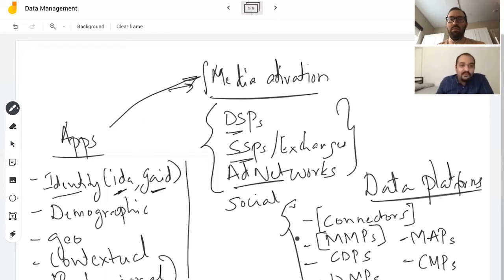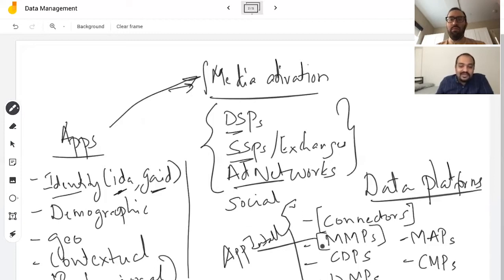MMPs stand for Mobile Measurement Partners. You definitely need to work with them if you are an app install advertiser, and MMPs are responsible for using your data for attribution and closed loop optimization measurement use cases. The names here are AppsFlyer, Branch, Kochava, and the likes.